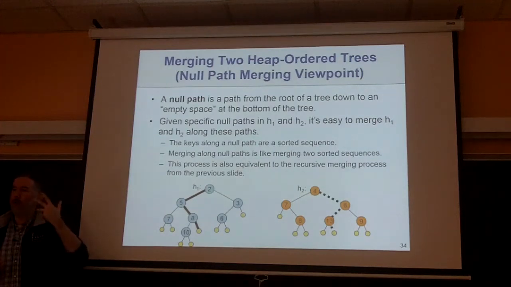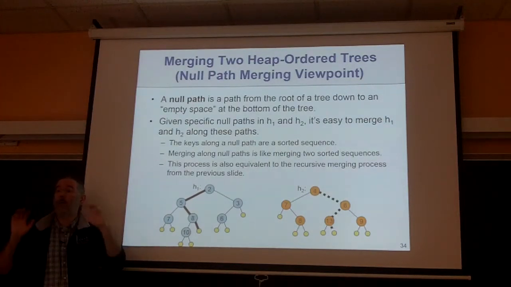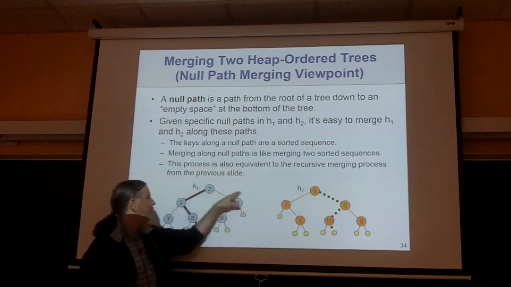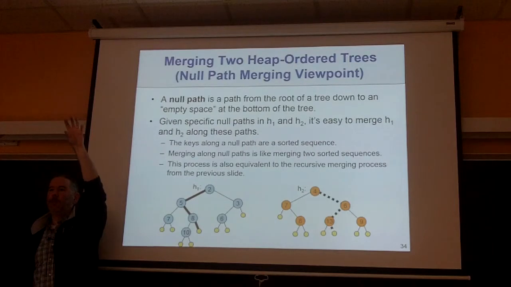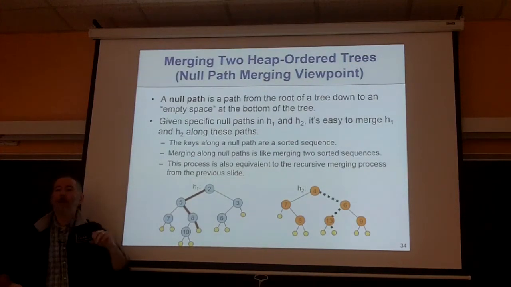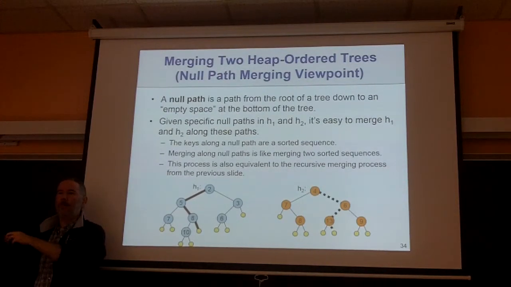How do you merge two sorted sequences? One way to do it is recursively. Just get the first element correct: look at the leading two elements, choose whichever one is smaller, make that the first element of the merged sequence, and then just let recursion mop up everything else. That's what we just did. That was the recursive outlook on merging these two heaps.